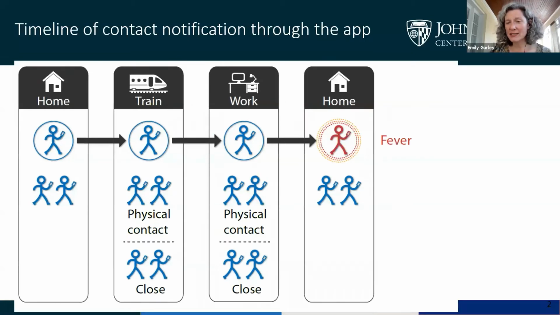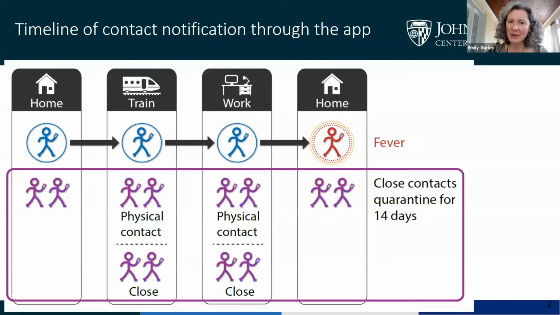If you develop signs and symptoms, and assume you get a COVID test, you could put into your app that you have COVID. And then what would happen is that everybody here who has been close to you would receive a message saying, you should quarantine yourself for 14 days, you've been exposed.